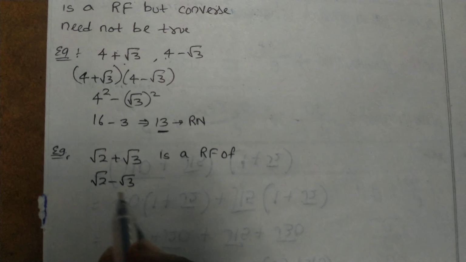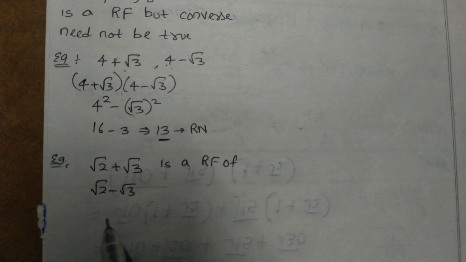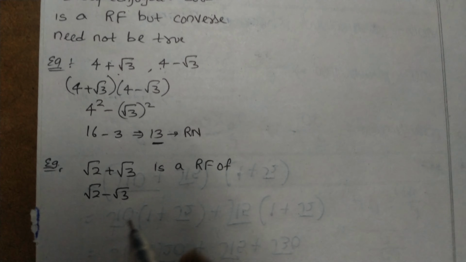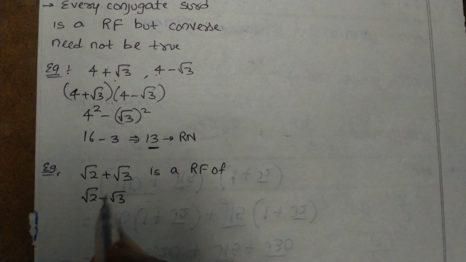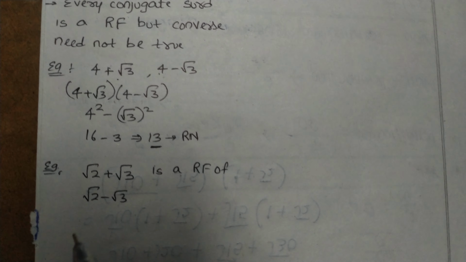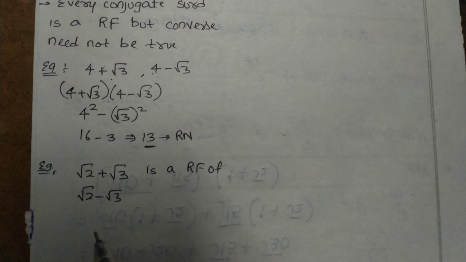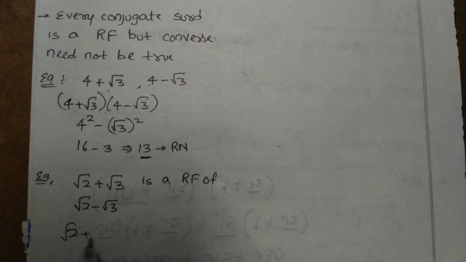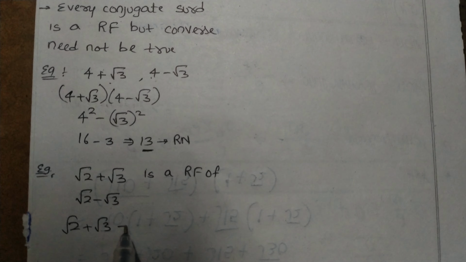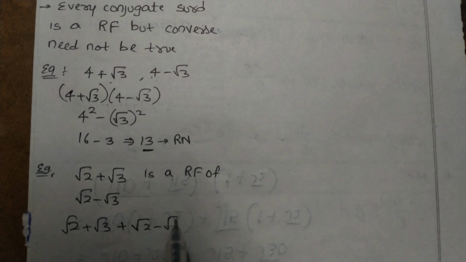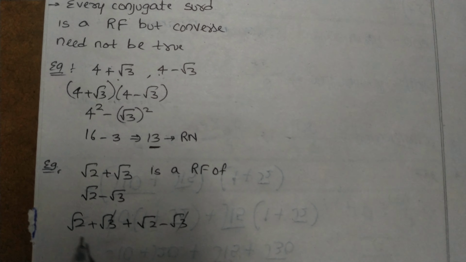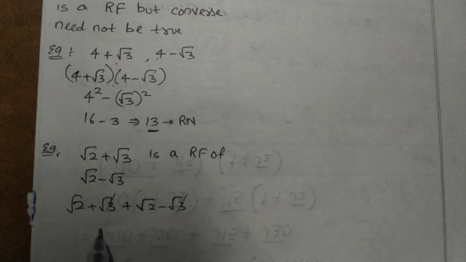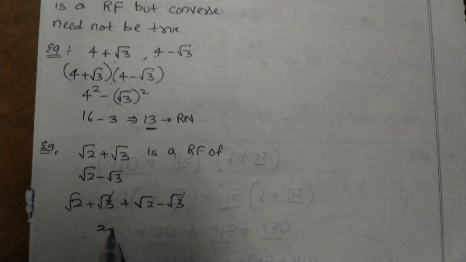Okay, but what you have to do? Just do plus. Instead of multiplying, now you try to do plus. What you are going to get? If you add root 2 plus root 3, plus root 2 minus root 3, this one will cancel. What you are going to get is root 2 plus root 2, which is nothing but 2 root 2.